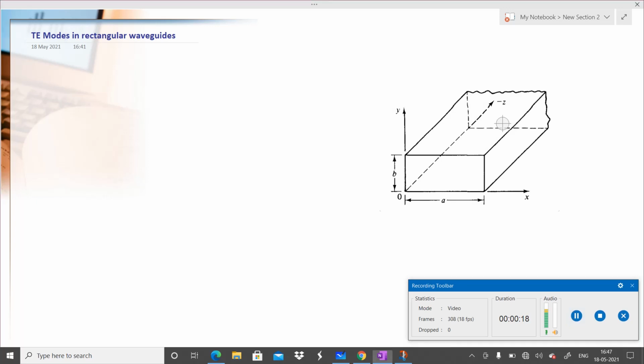Actually, if you recall, I have already told you that we call an electromagnetic wave a transverse electric wave if the component of electric field along the direction of propagation is zero. Right now, if you see the figure, my direction of propagation is z, so it is characterized by Ez equal to 0, and we call it a TE wave.